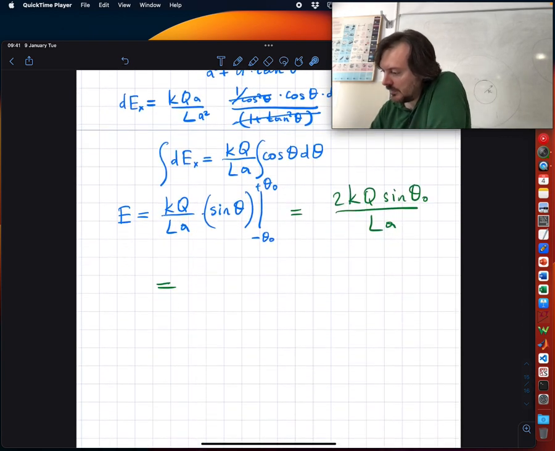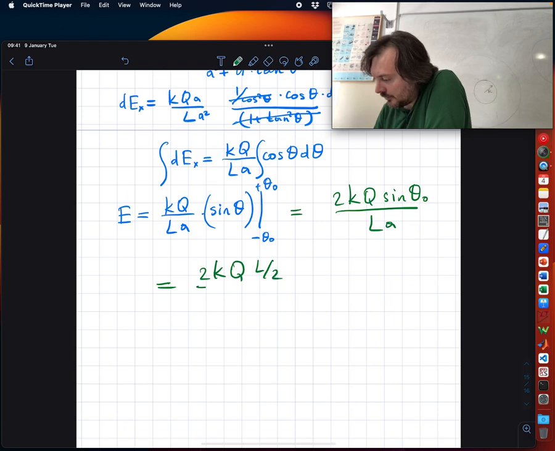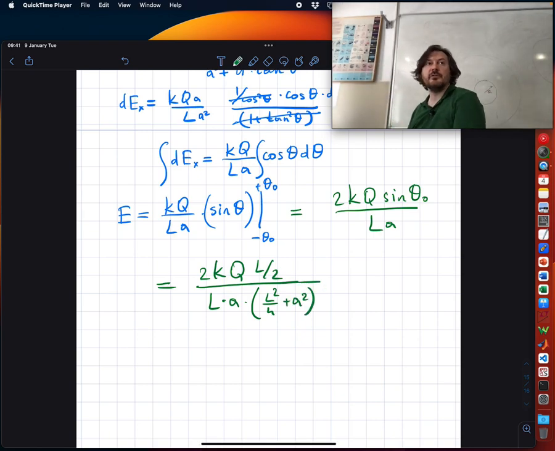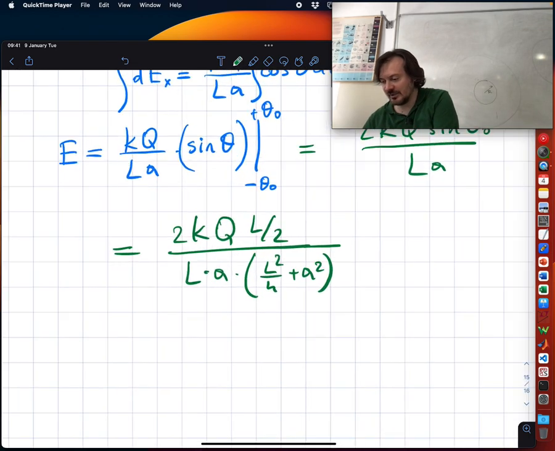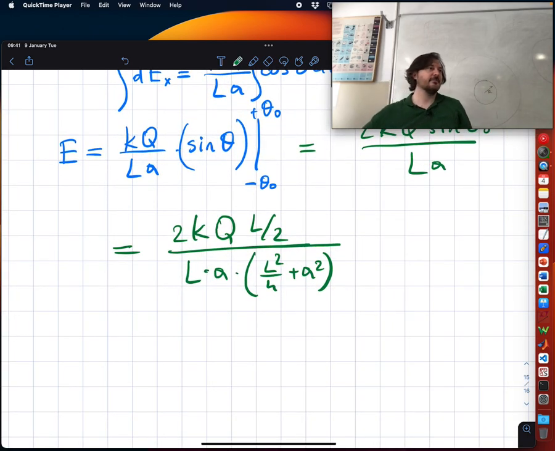So just for finishing the question, here it is. L over 2 over L times A times the square root of L squared over 4 plus A squared. That was the hardest question ever. Okay? Nothing harder than this. What's written on the L squared? 4. 4? 4.